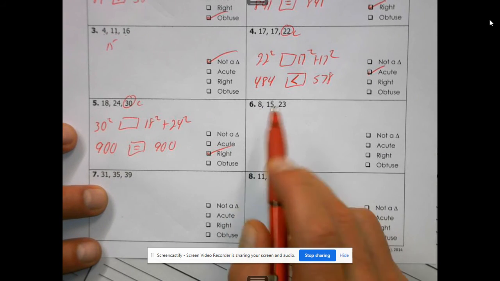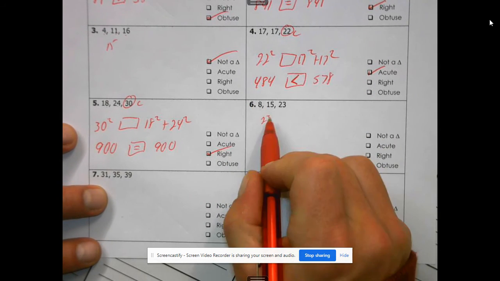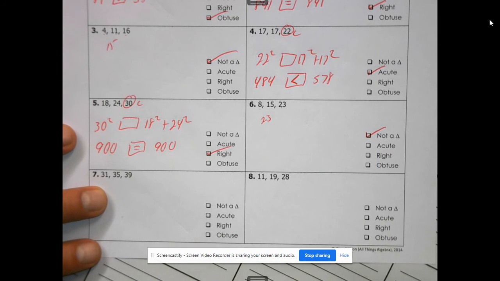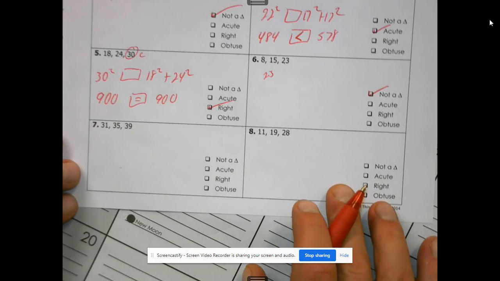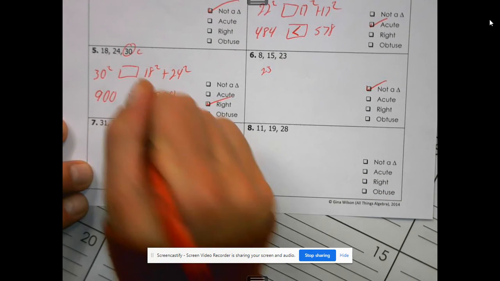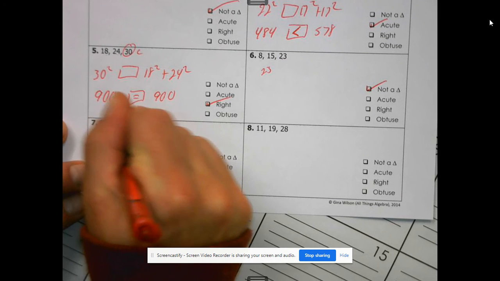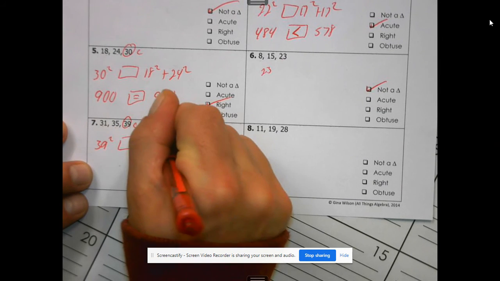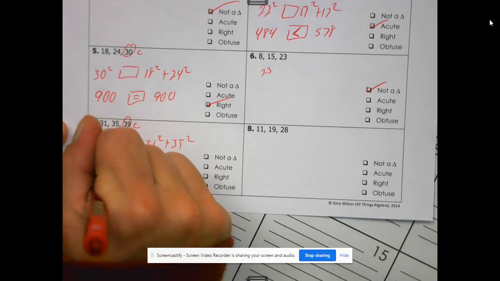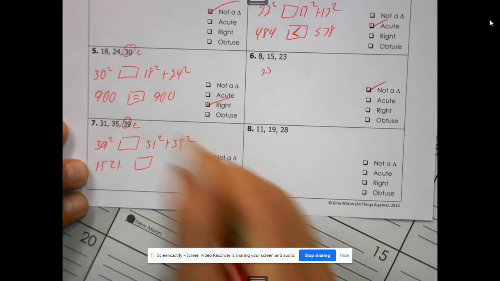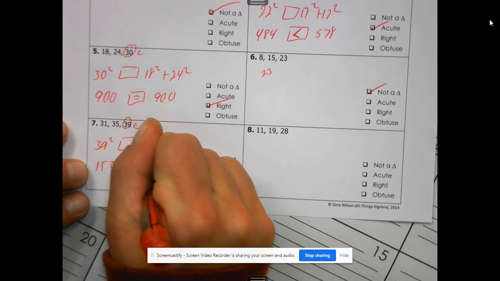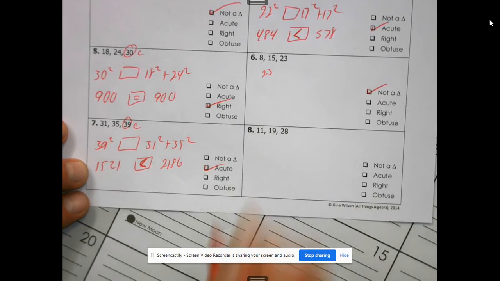8 plus 15 is 23. 23 is not bigger than 23, so this is not a triangle. Last 2. Those 2 add up to bigger than 39, which is your C. 39 squared, compare with 31 squared plus 35 squared. 39 squared is 1521. The other side adds up to 2186, so C is smaller, which makes it acute.